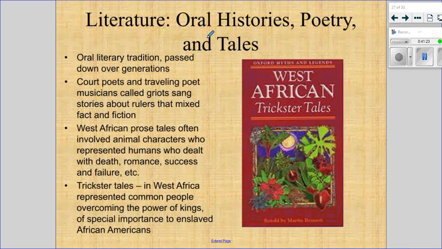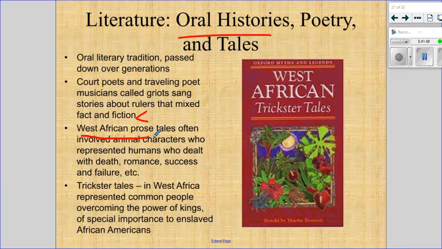Oral histories are important. So you have traveling griots who basically go and sing stories that are a blend of fact and fiction. And these traveling griots, you would find them in other civilizations around that time too. They become really important, and they're common, especially in royal courts.